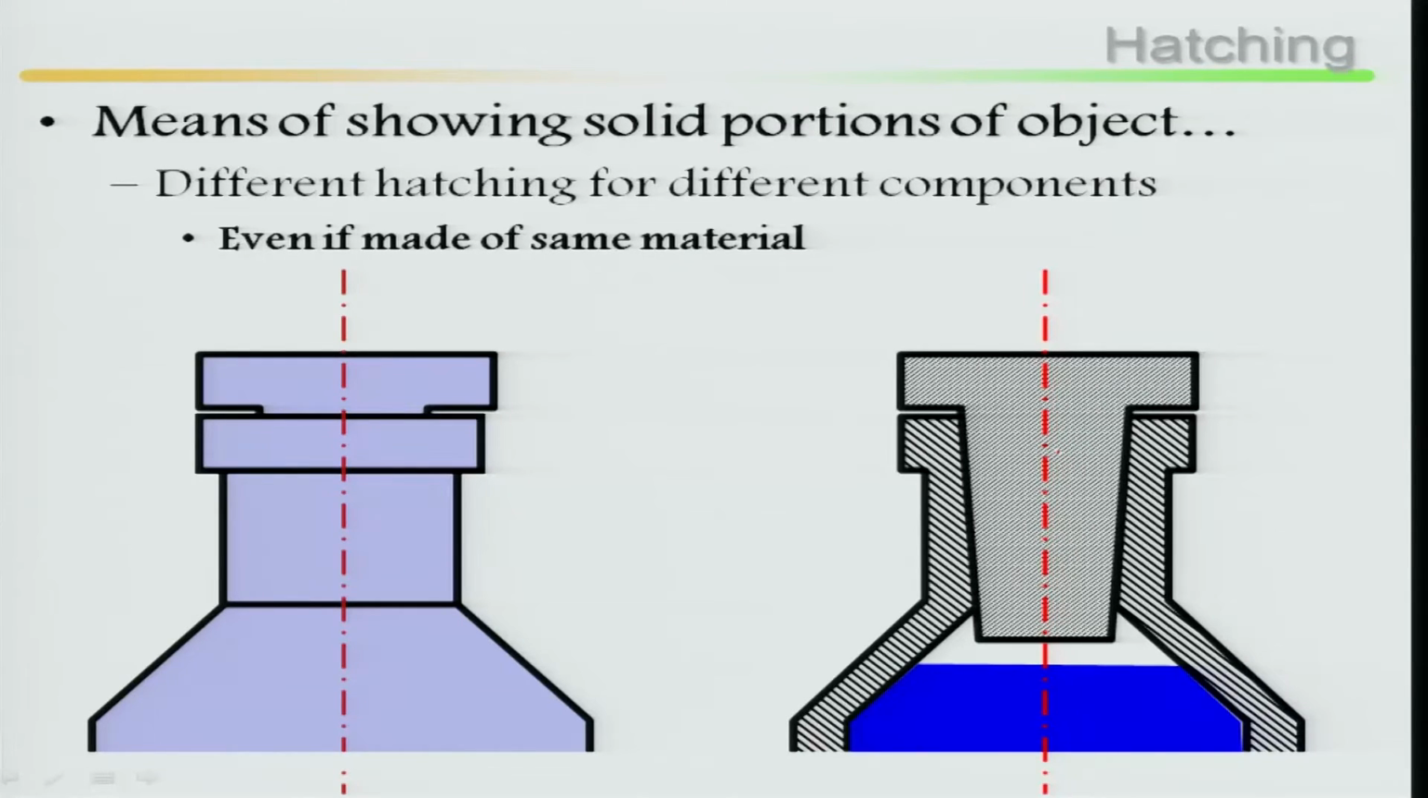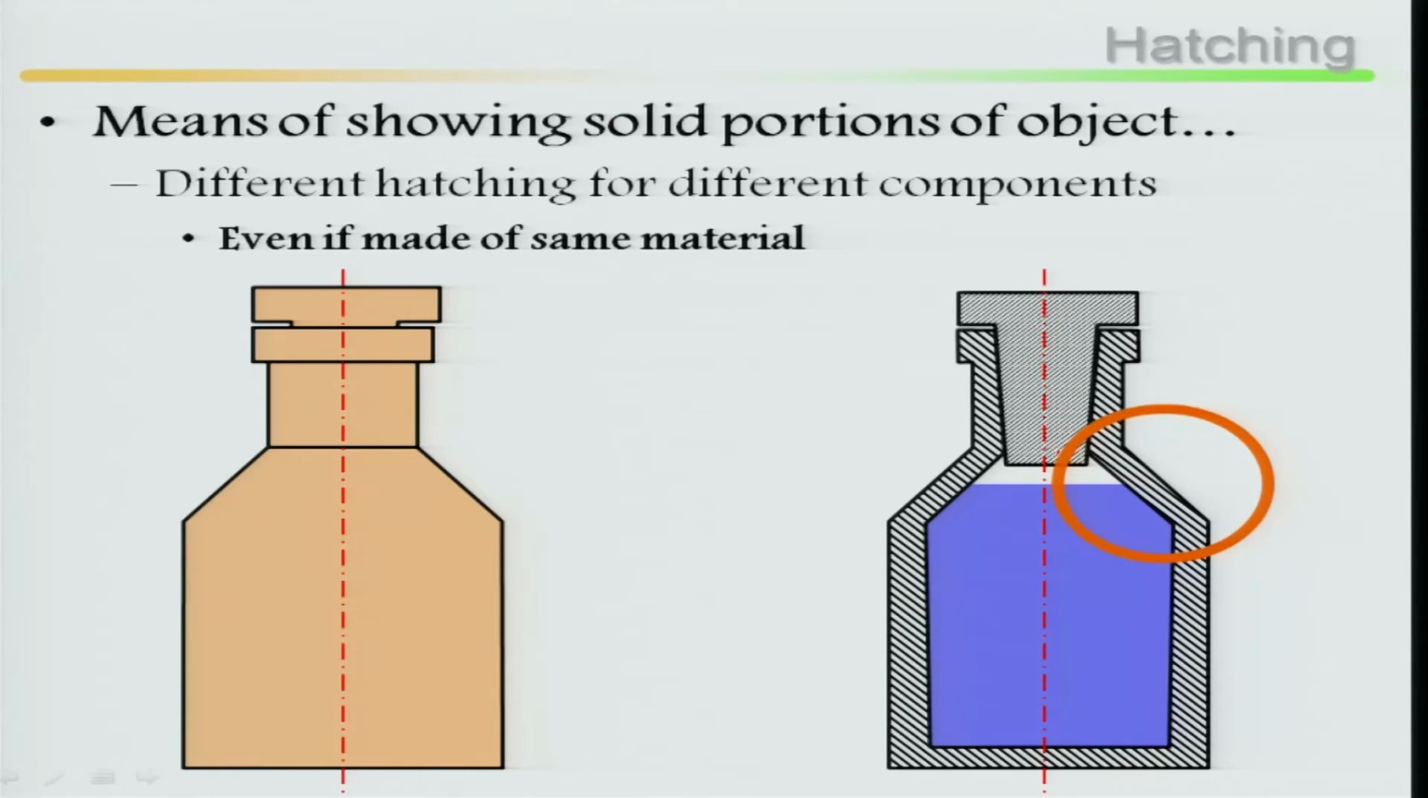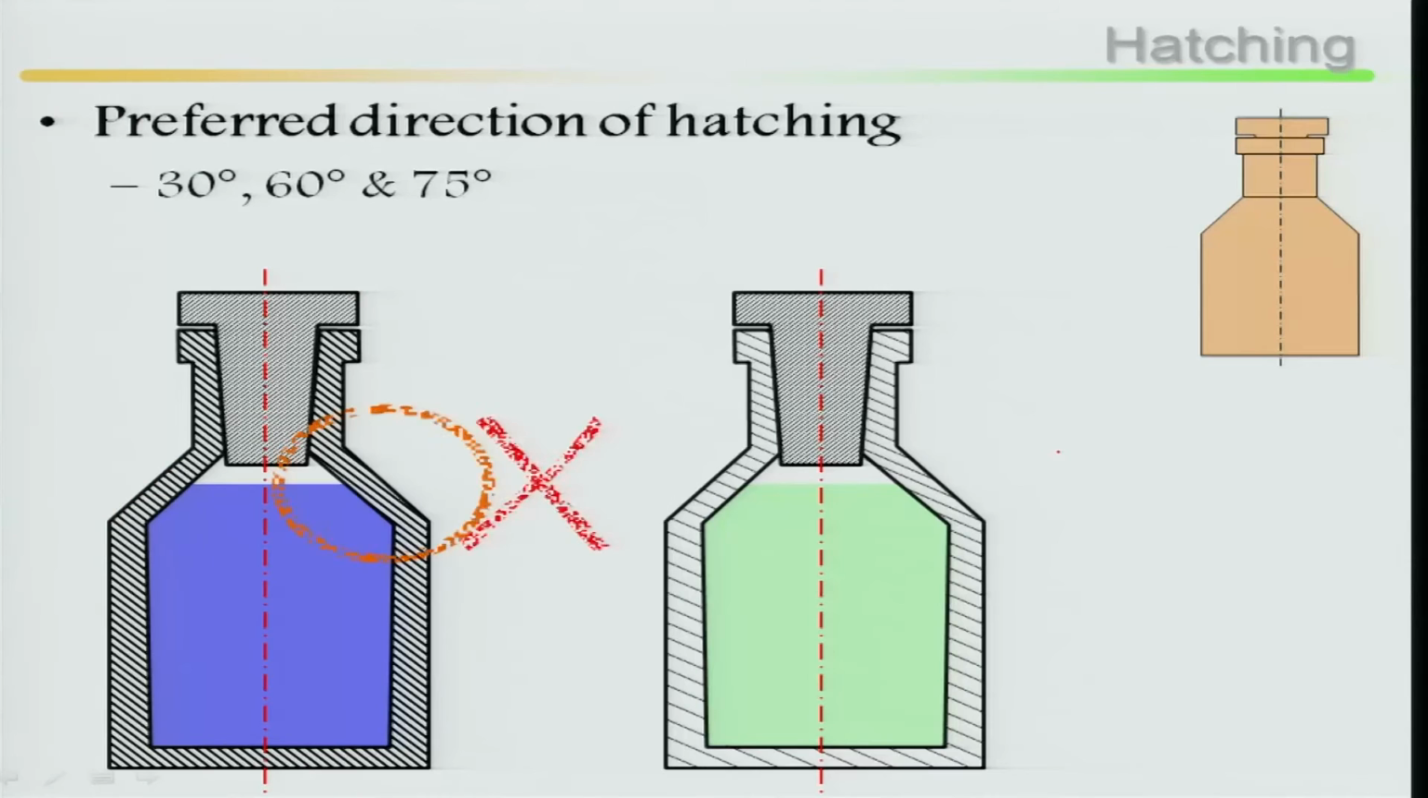Even if it is made of the same material, the preferable direction of the hatching should be 30 degree, 60 degree and 75 degree. These are your preferable directions. It should be 30 degree, 60 degree and 75 degree. It should not be arbitrary.